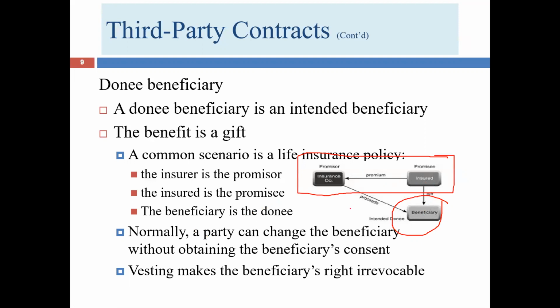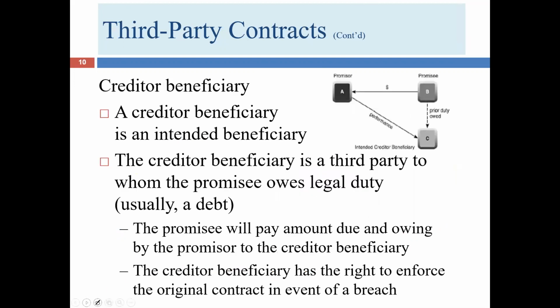Typically, the insured can change the beneficiary without obtaining the beneficiary's consent or even knowledge up until the point where the person dies. There are a few scenarios where that isn't true, where there needs to be knowledge, but it's kind of beyond the scope of this class. And we call the right vesting when it becomes an irrevocable designation. That's usually going to happen when the insured passes away, and at that moment is when the beneficiary can sue to enforce the terms.